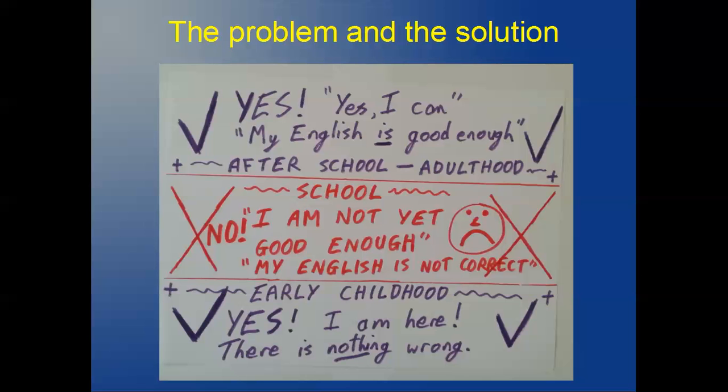Until then, my English is not correct. So we see that in red in the middle. And this, we learn an attitude to what we learn, and especially this is true with English as our second language. Number three, the stage at the top is after school. And we're going to see that right now you can feel inside yourself, yes, I can. My English is good enough.